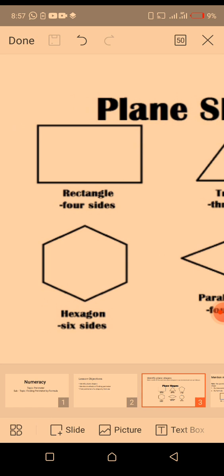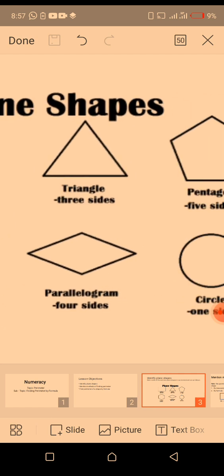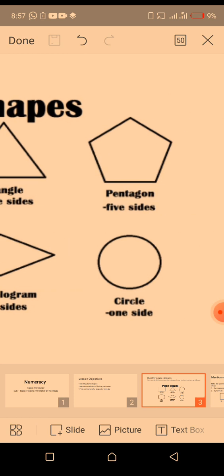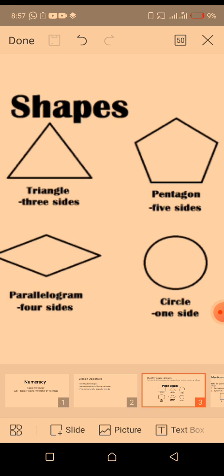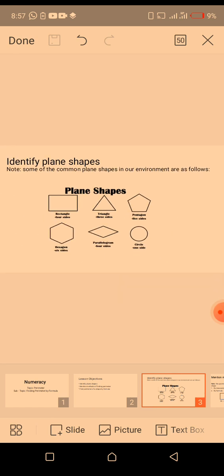Four is a hexagon. A hexagon is a plane shape that has 6 sides. Five, parallelogram. A parallelogram is a plane shape that has 4 sides. And last but not least is a circle. The circle has 1 side. So these are some of the common plane shapes in our environment.